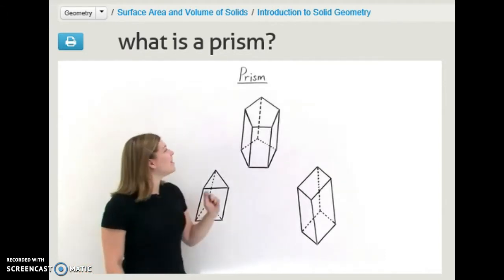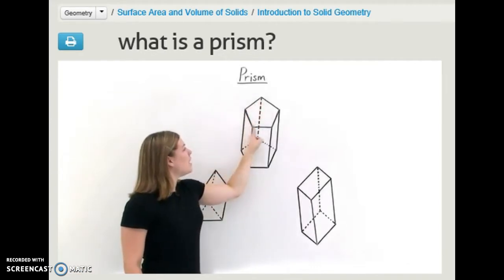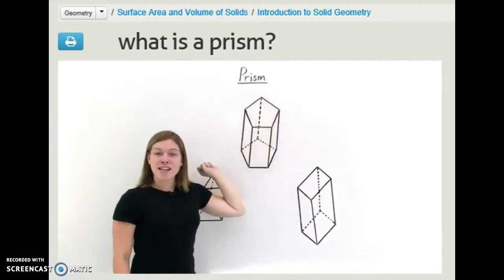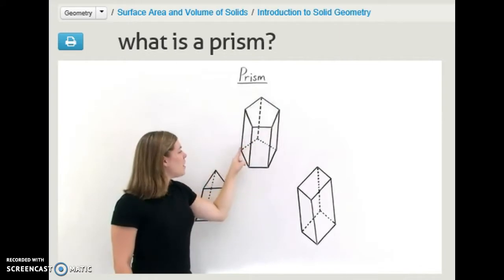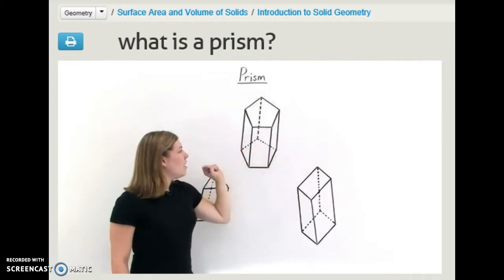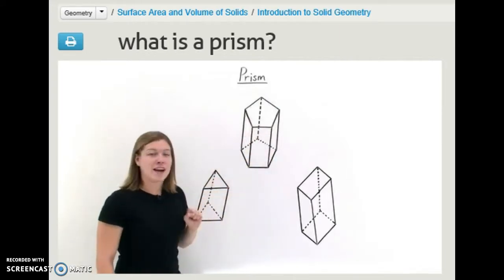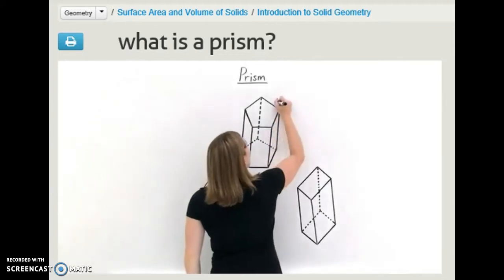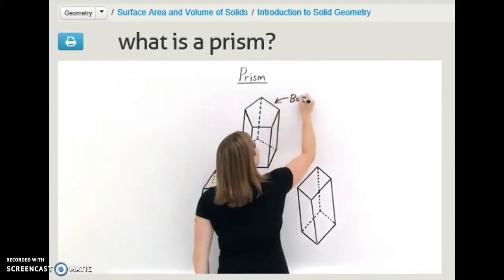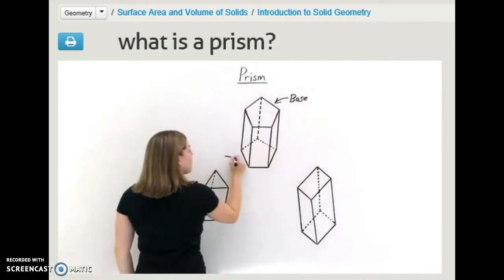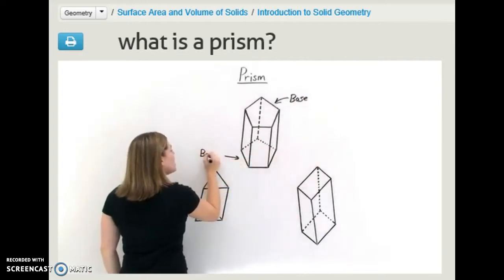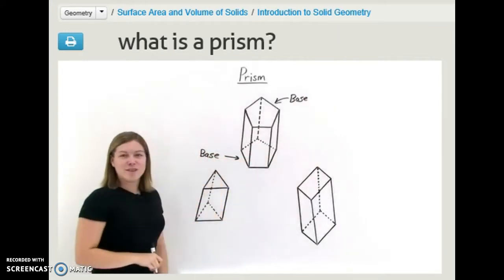So let's look. Here we have a polygon right here. It's in the shape of a pentagon. And here's another pentagon right here. There are two identical pentagons in this prism. Those two pentagons are the two bases of this prism. So now we've identified the bases of this prism.